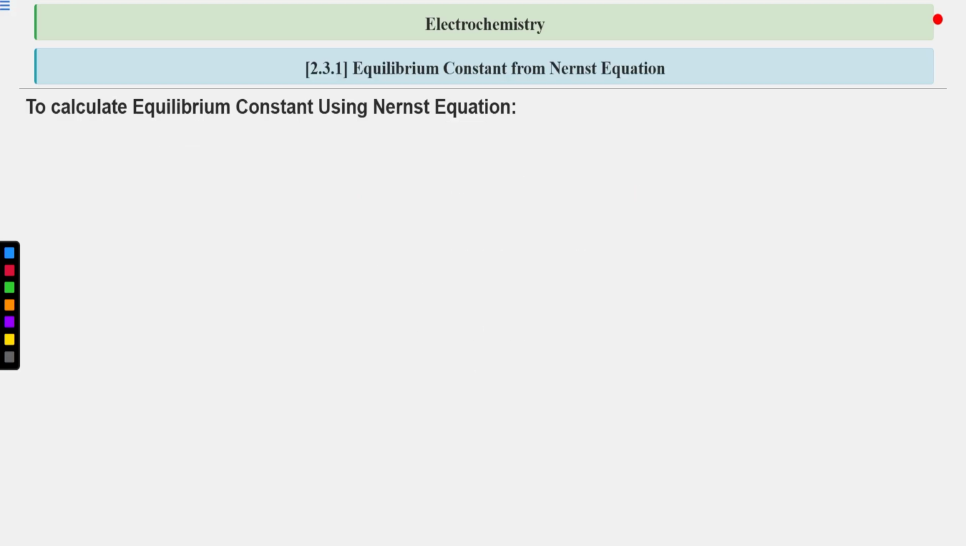Now let's continue to our next subsection, which is coming under the 2.3 section. It is 2.3.1, which is equilibrium constant from the Nernst equation. To calculate the equilibrium constant using the Nernst equation, if the circuit in the Daniell cell, which is already present in our figure 2.1, is closed, then the reaction takes place. Circuit should be closed, what does that mean? Let's see the figure 2.1.